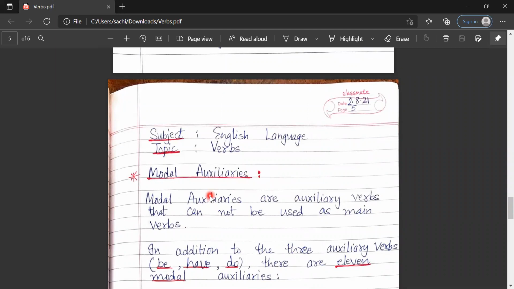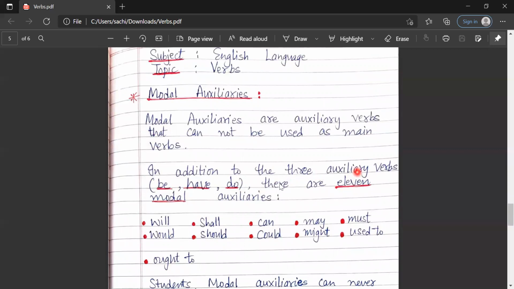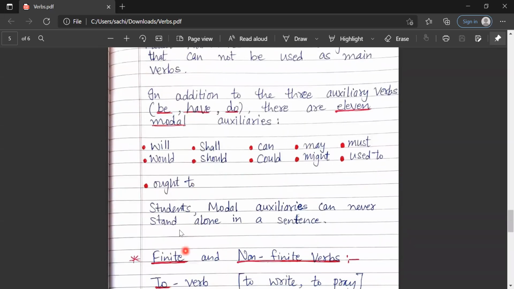Modal auxiliaries. Modal auxiliaries are auxiliary verbs that cannot be used as main verbs. In addition to the 3 auxiliary verbs be, have and do, there are 11 modal auxiliaries like will, would, shall, should, can, could, may, might, must, used to, and the last one is ought to. Students, modal auxiliaries can never stand alone in a sentence.